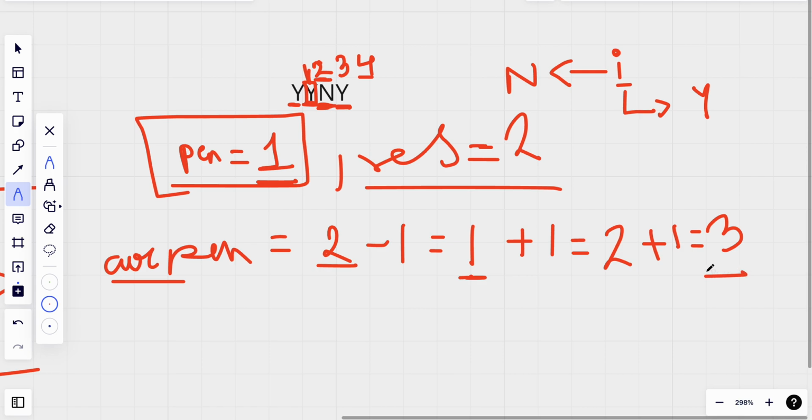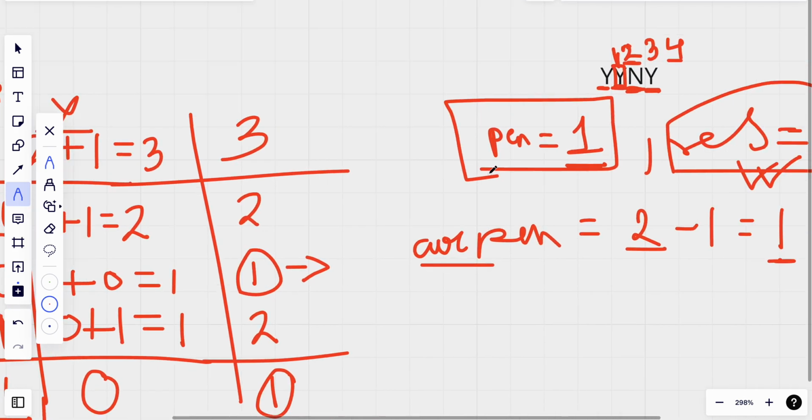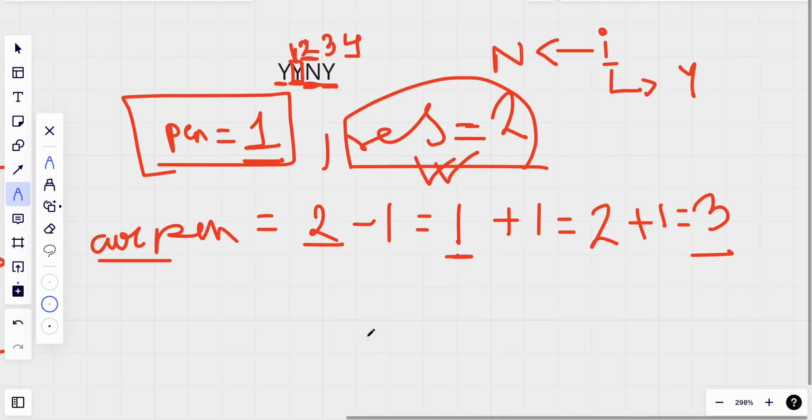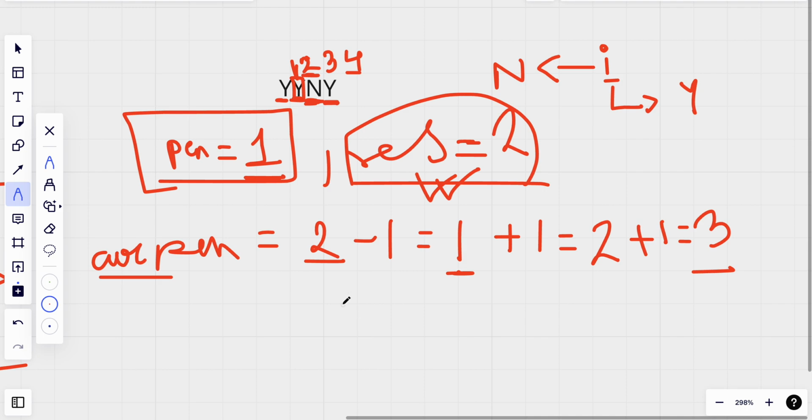In this way we find the penalty for each index, and if we have the minimum value, then we update our result, and finally we return the result. That is how we can solve this problem in constant space complexity. I hope you understood the solution.